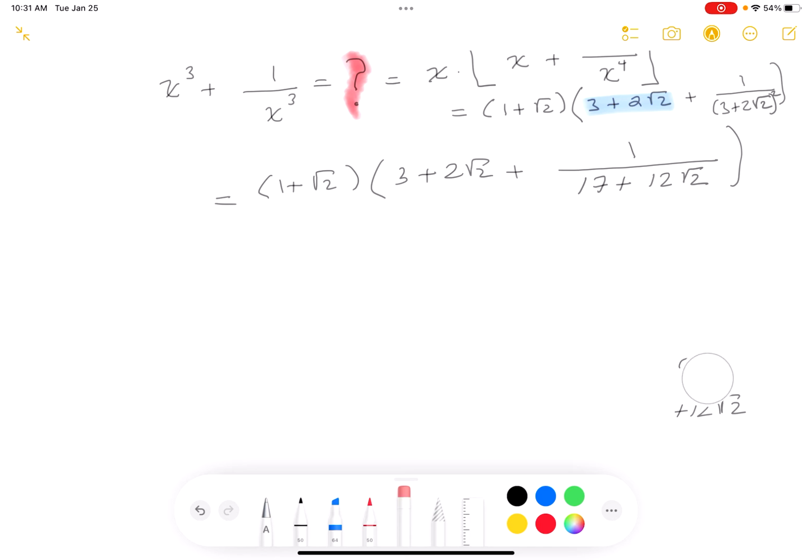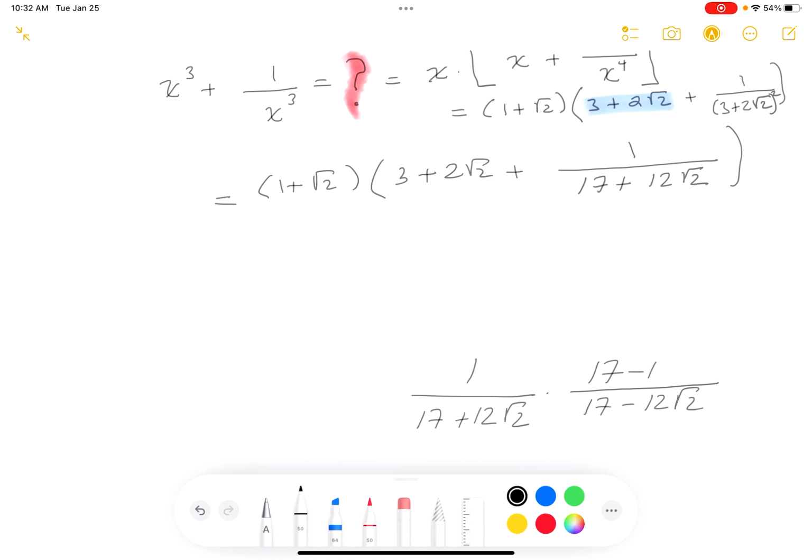Get my eraser out, my side work. Let's take a look at that. I'm going to try to simplify something here. I'll erase it in a second. I'll see if it simplifies nicely. 17 plus 12 root 2 times 17 minus 12 root 2. I multiply the top and the bottom by the bottom's conjugate.